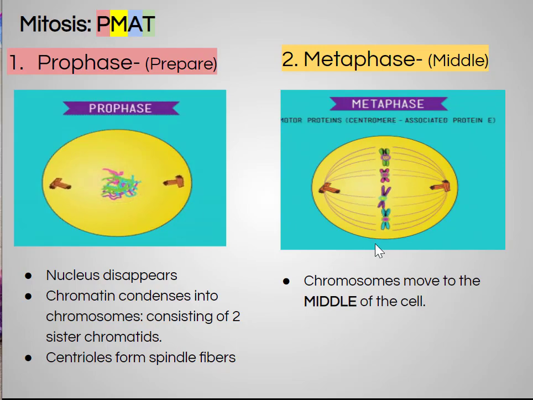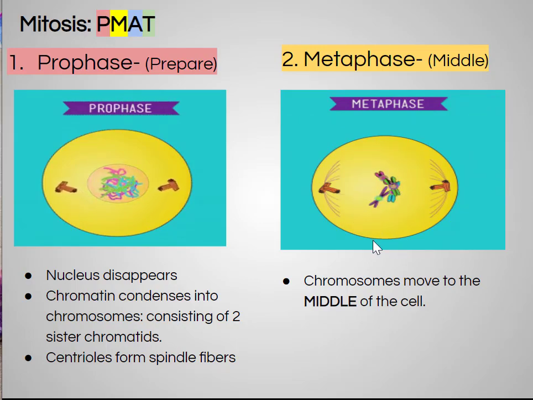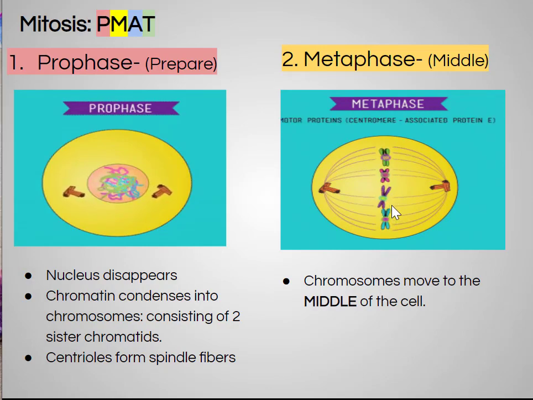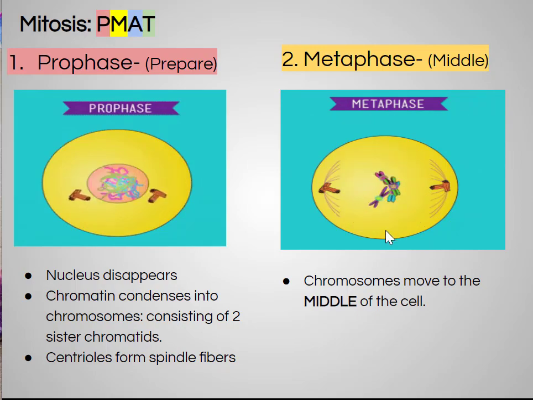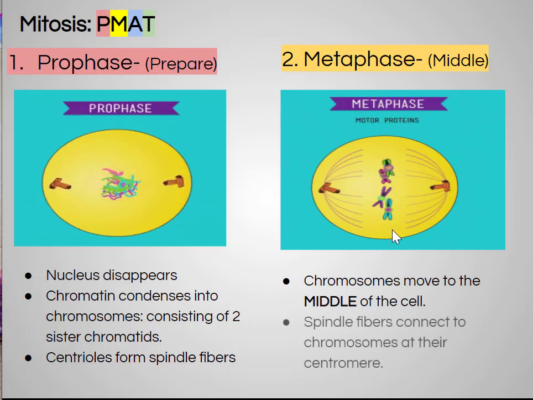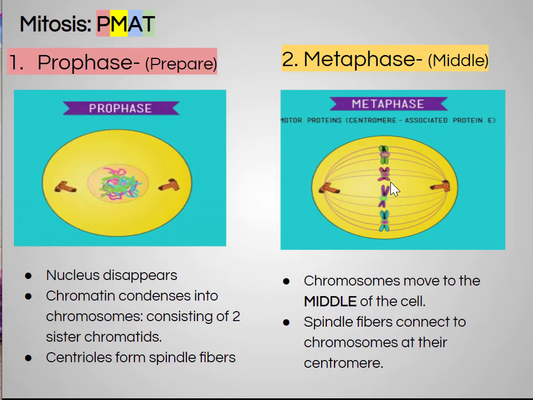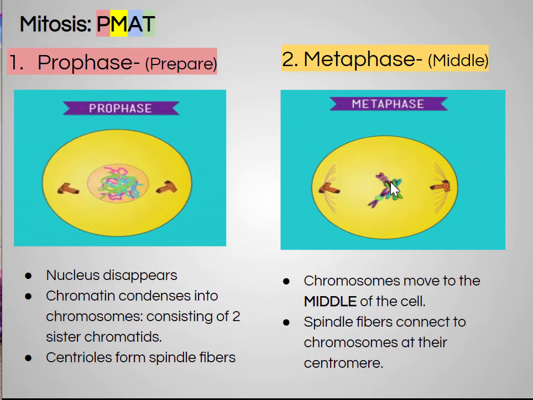Now, it's a little bit easier to see in this picture, but we can see the sister chromatids. So if we look at the X's, again, those are our replicated chromosomes. One side of the X over here is a sister chromatid, and the other side is a sister chromatid. We also are starting to see those spindle fibers reach out. And the spindle fibers are reaching out and they are grabbing on at the centromere.